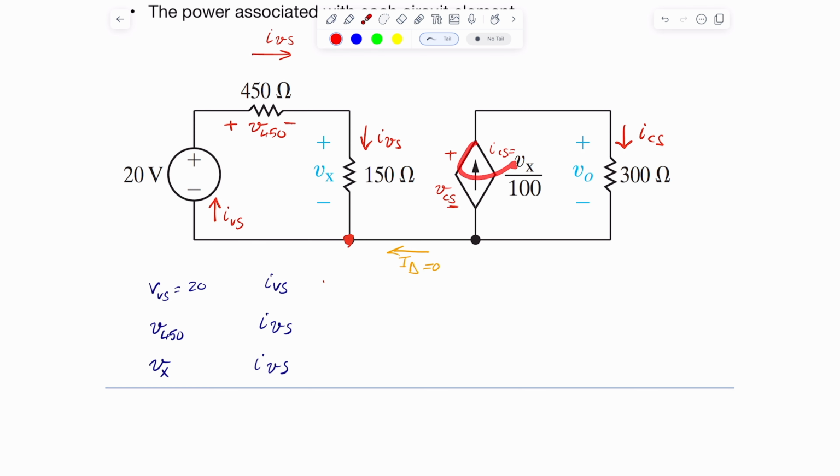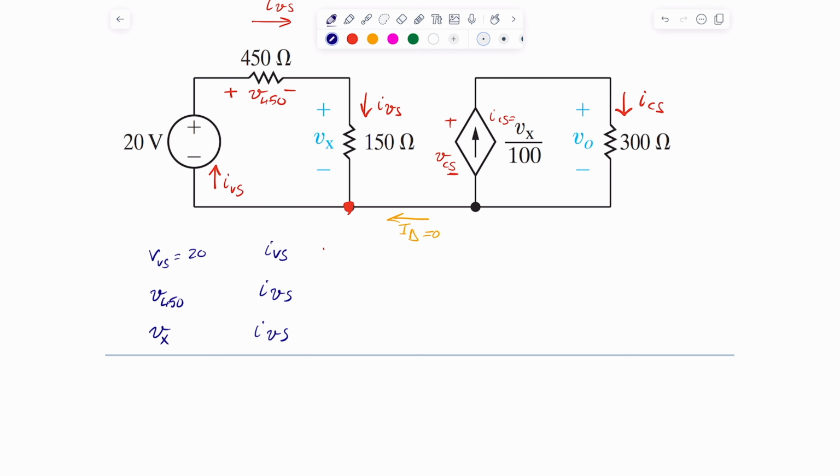This part of the circuit tells me the voltage across it is V current source, and the current through it is I current source, which is simply Vx divided by 100. And the last element, the V out, has the same I current source as the one right before it. All right, so I have all of these. Of course, I do know this value in here, and I do know this value in here, so I have a couple of things that are known.